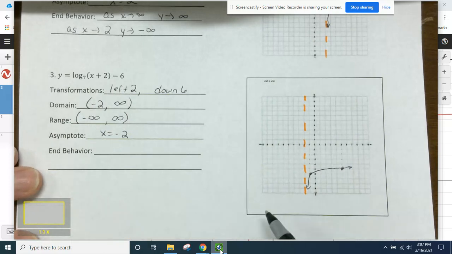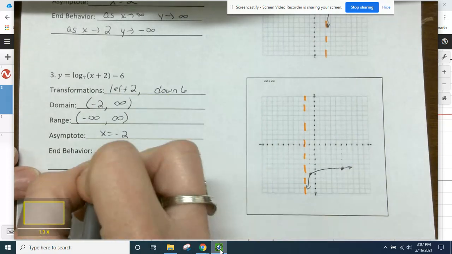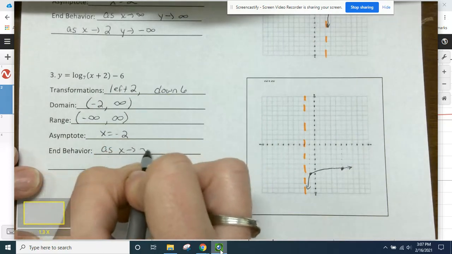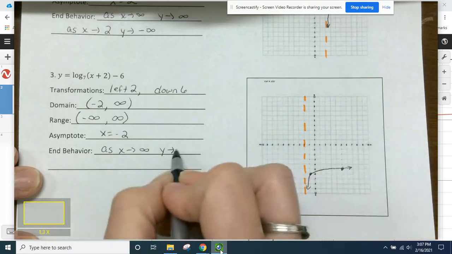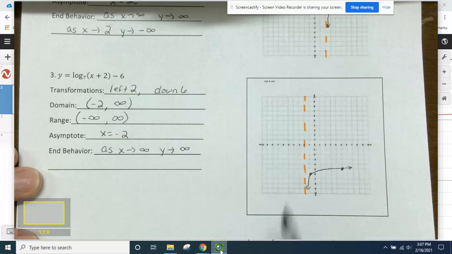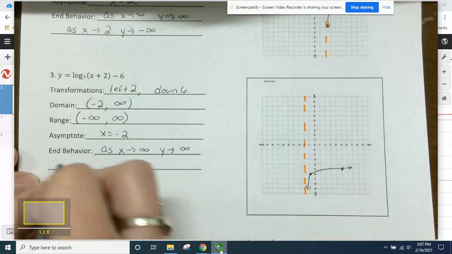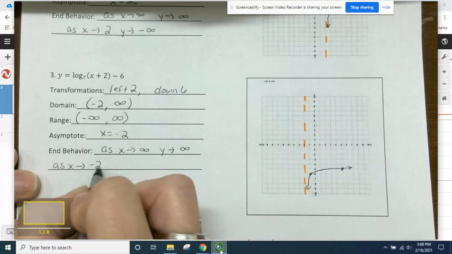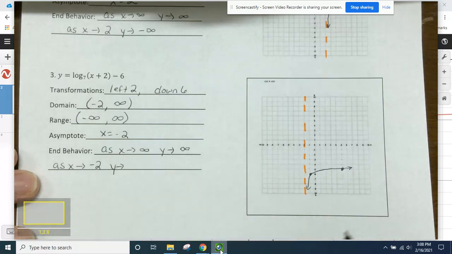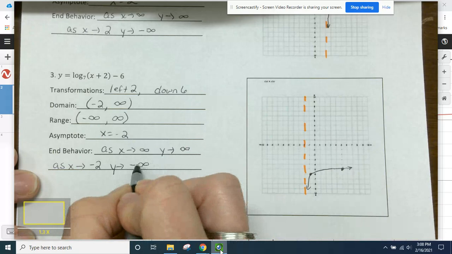And your end behavior. First we have to consider as x approaches infinity, what does y do? As x approaches infinity, y also approaches infinity. It keeps going and going and going. Then we have to consider as x approaches that asymptote, negative 2, that y approaches negative infinity.